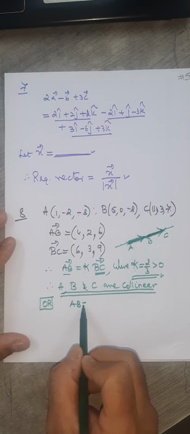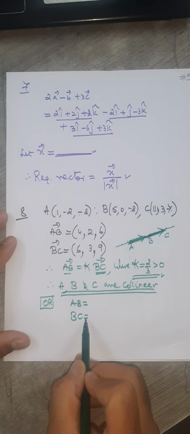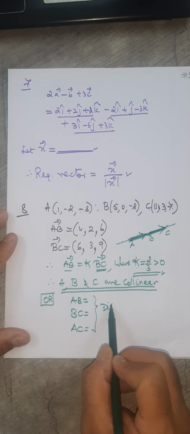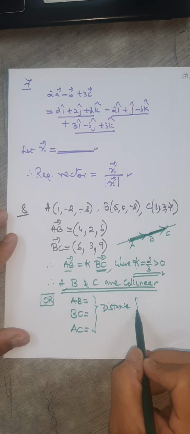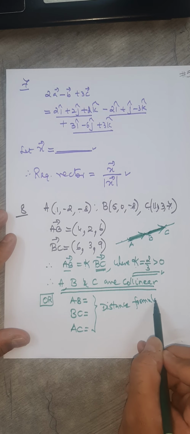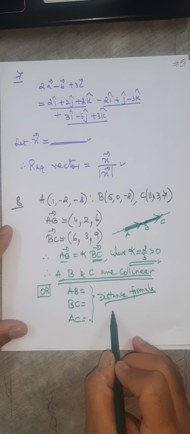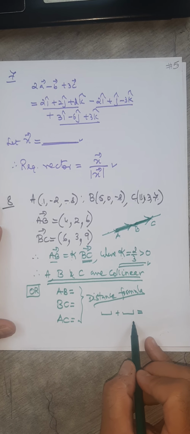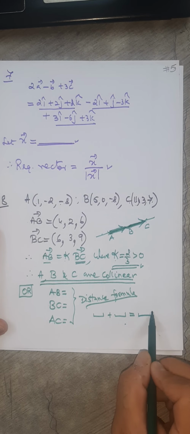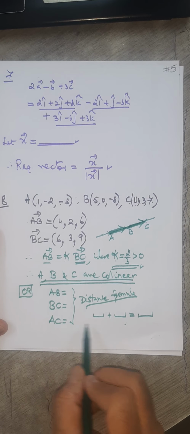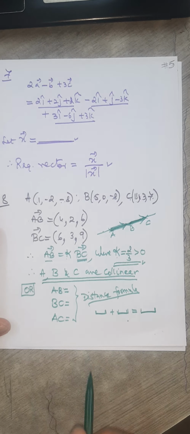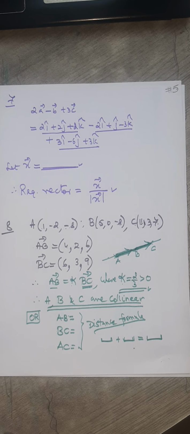Or you can just use the distance formula. Get AB by distance formula, as you know from 11th standard. BC, AC, by distance formula. You know how to do this. You had such questions in 11th standard. And you will notice that the sum of any two measures equals the third measure, and therefore they are collinear. That's another way of doing it. I did it with the concept of vectors, remember.